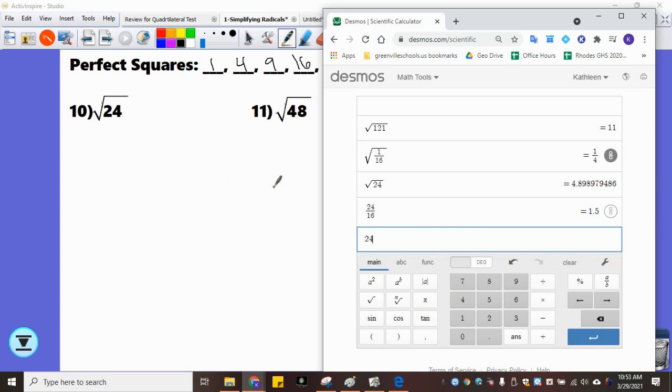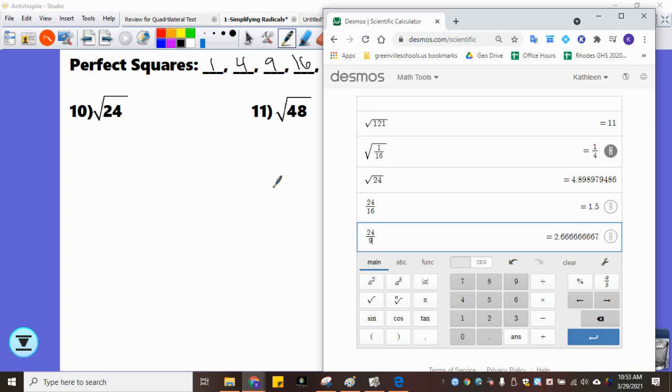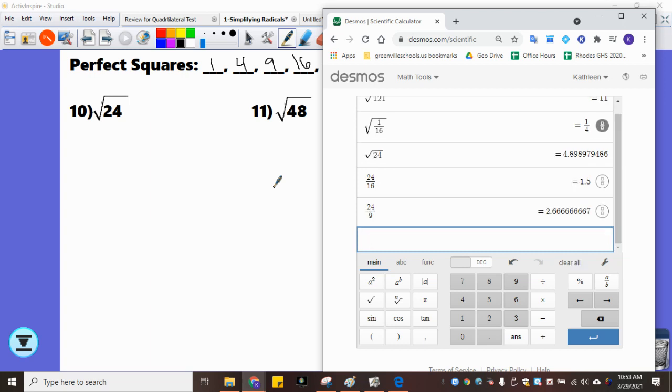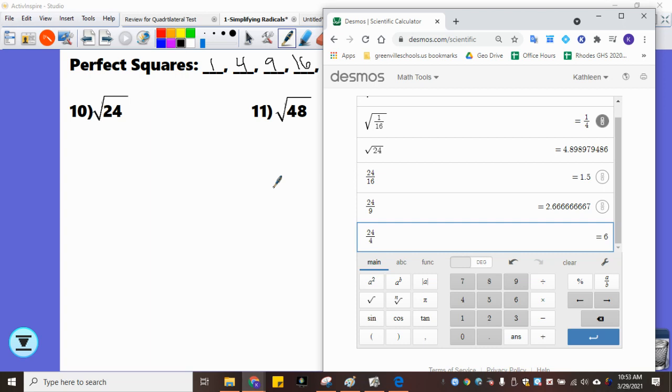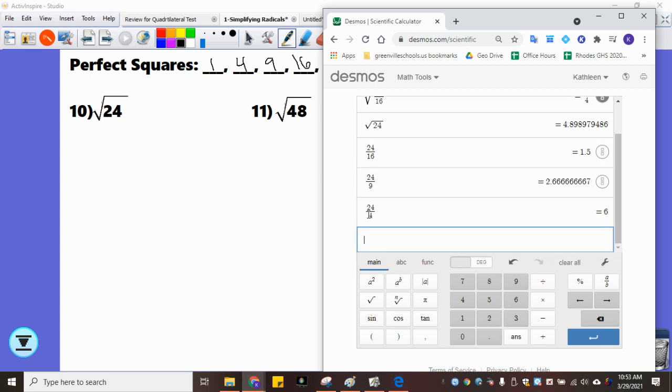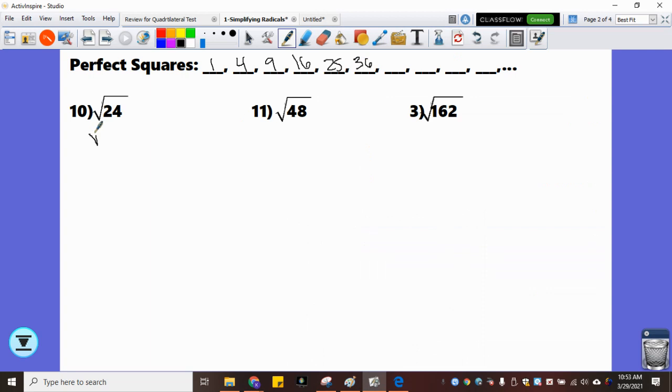Is 24 divisible by 9? No, it's a decimal. What about 4? 24 divided by 4? Yes, 24 divided by 4 gives me 6. So I'm going to break this into 4 times 6. And I chose 4 because that is your perfect square.